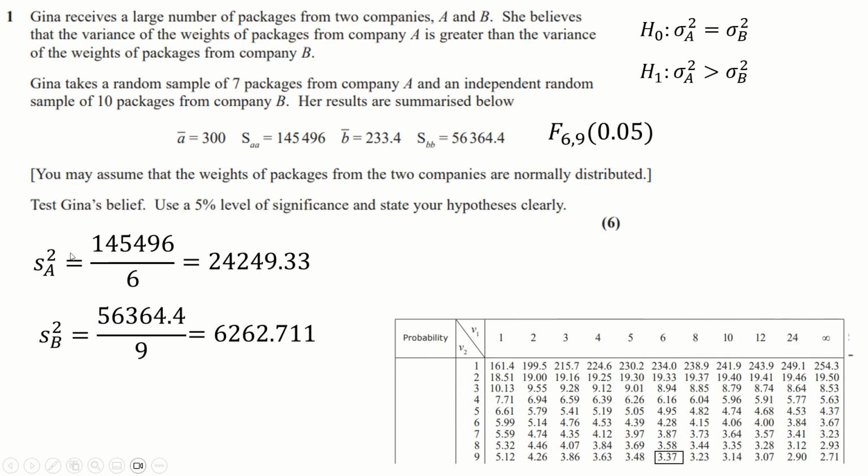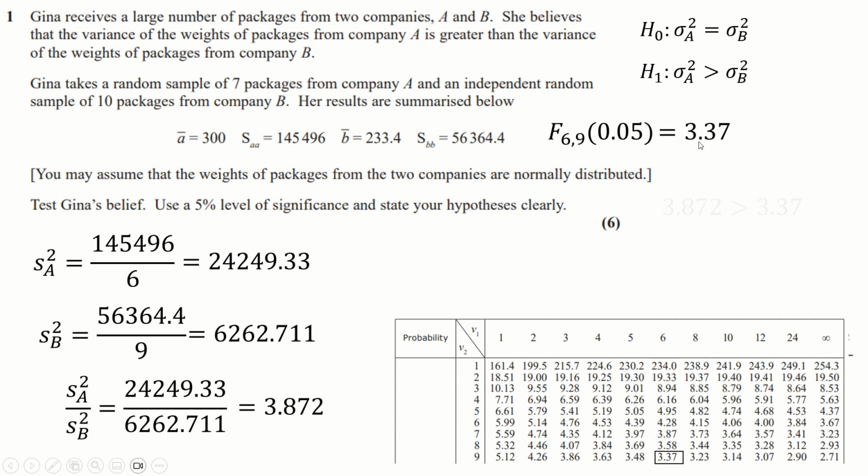And then we divide our two estimators, because that's of course what we do to compare against this value here. We're starting with A there and then B. This 6 is 7 minus 1 from A, and this is 10 minus 1 from B. So it goes A, B, which means you do the A's divided by the B's for this test here. And that gives us this, and that's bigger than that, so it's in the critical region.